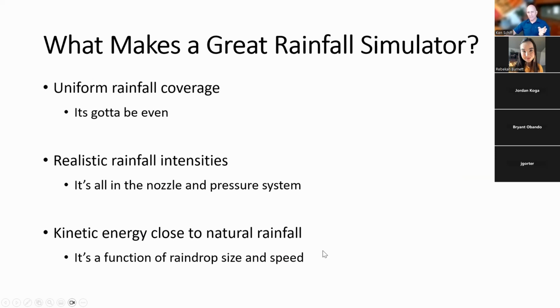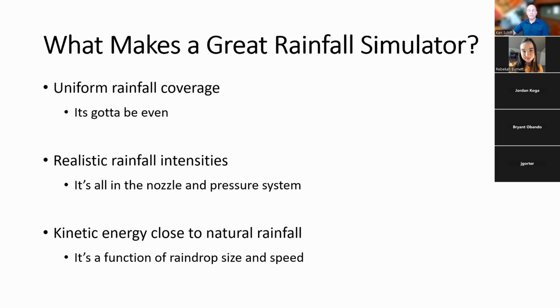So, kind of a heads up, foreshadowing, it's all about the nozzle you use and how much pressure you use. That makes all the difference in trying to simulate realistic rainfall. And then the other idea is how much energy the rainfall produces. So you want it to get close to terminal velocity, and that's really a function of the size of the raindrop. So these three things together are what can convince you that you're simulating nature.